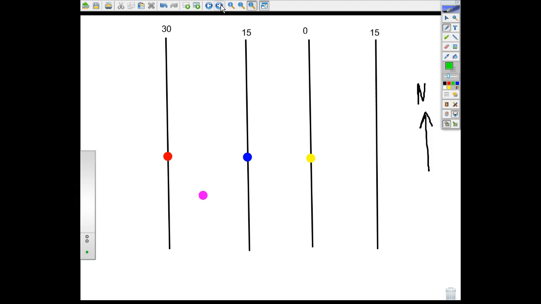Take a look, the same thing can happen with longitude. So this direction is north. Here's the prime meridian. This direction would be east of the prime meridian. This direction would be west. So that would be 0 degrees longitude, 15 degrees west longitude, 30 degrees west longitude for the red.